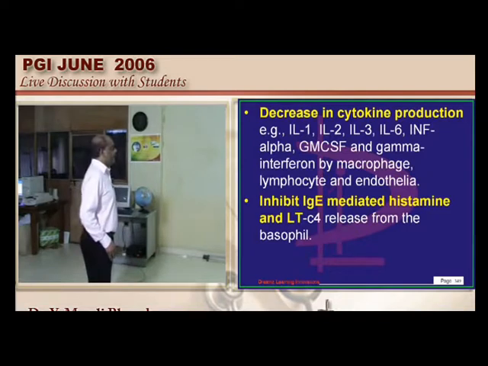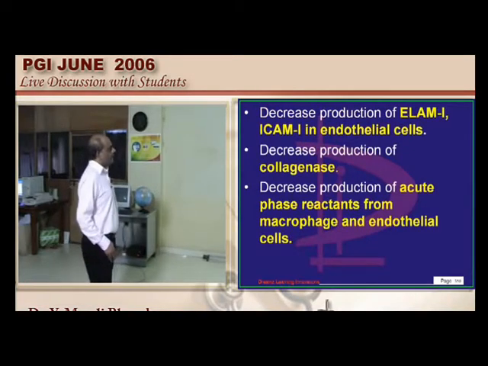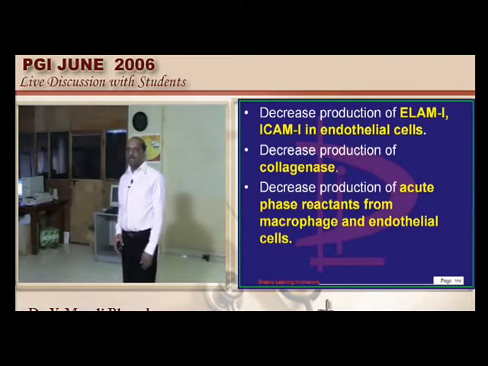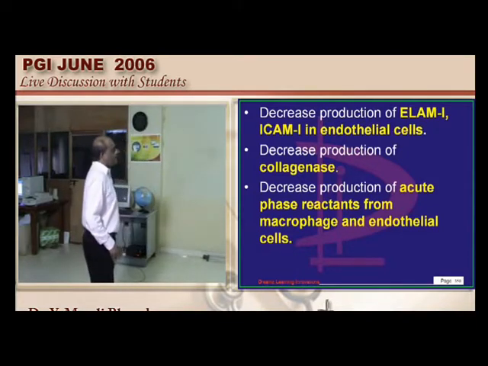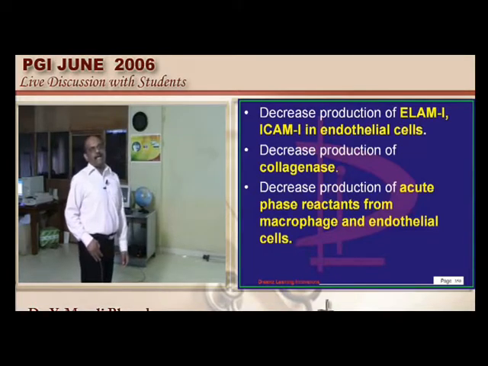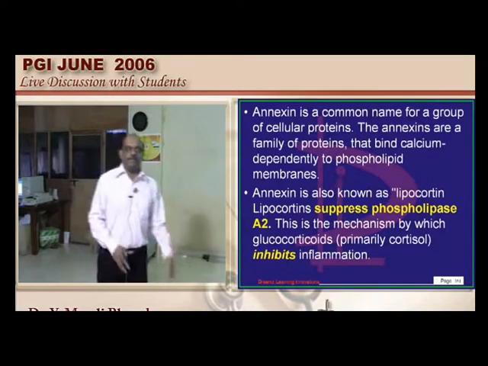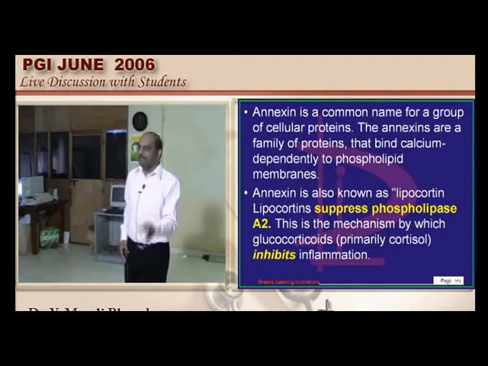They also inhibit the IgE mediated histamine release, and also they act on the leukotrienes, and they will decrease the expression of inflammatory receptors, ELAM, ICAM-1, etc. is what has to be remembered. They decrease the collagenase production and acute phase reactant production, everything is being decreased. Now what is the other name given for the lipocortin? Lipocortin is also called annexin basically.